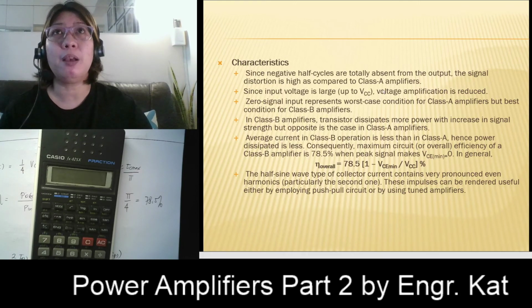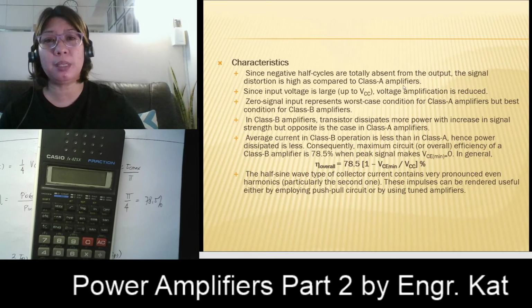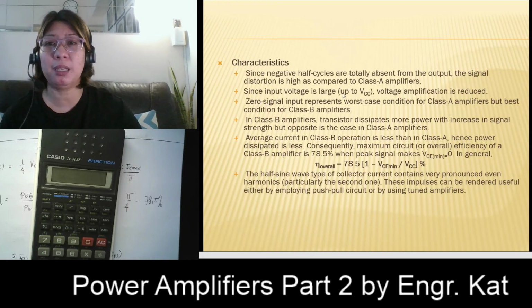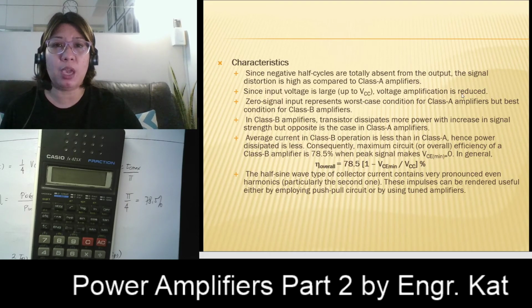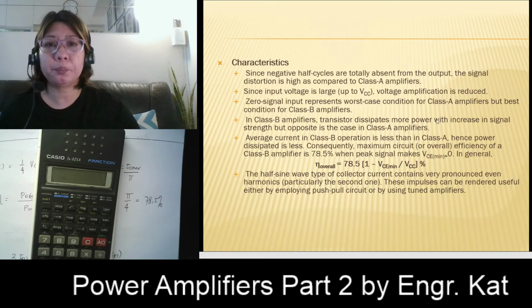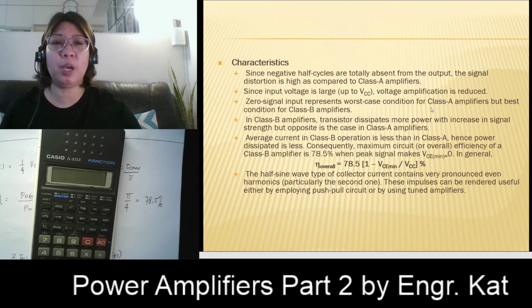Unlike Class A, where your output signal looks exactly like your input signal. Okay, so now the second characteristic: since the input voltage is large, up to VCC, since we make use of the cutoff region, voltage amplification is reduced. Okay, because your input is already high, therefore your voltage amplification is likewise reduced.